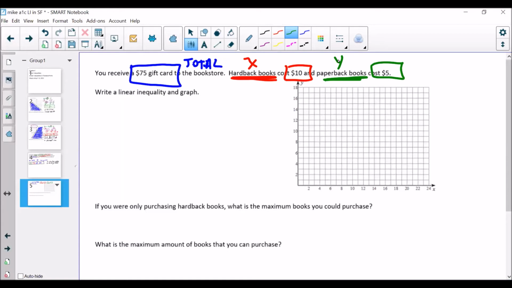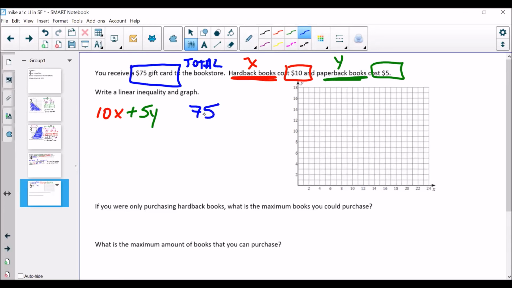And when I create a linear inequality, I'll let that total be on the right side. It's kind of how we're used to seeing it here in standard form. So when we write this out, it would be 10x plus 5y. And we know the total here is $75, but we have to think about inequality-wise what we would use here.